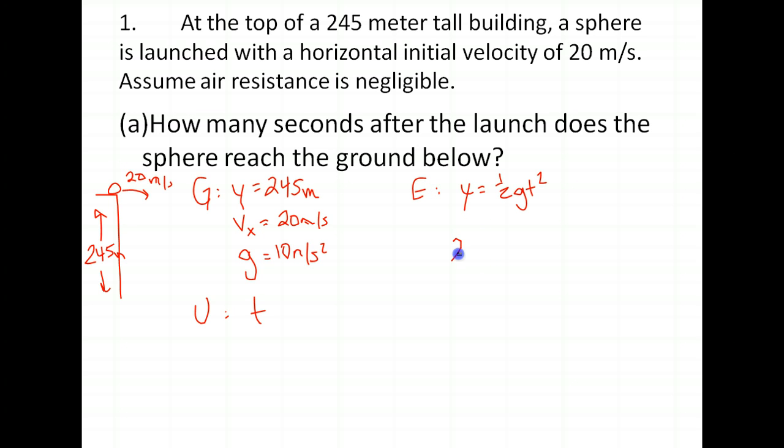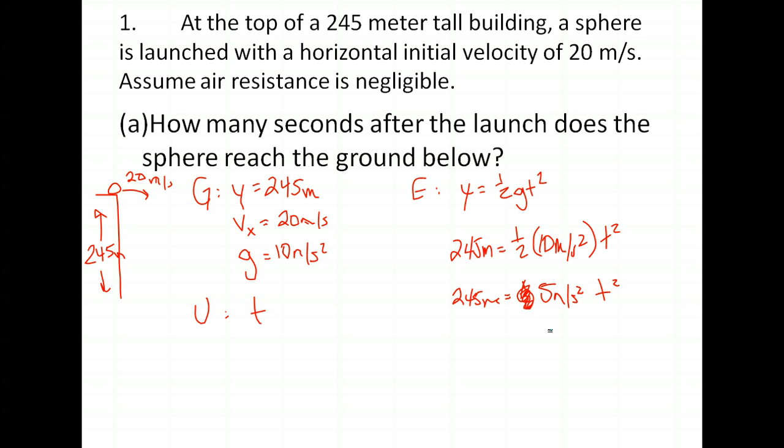Our y again was 245 meters. We've got 1/2 times gravity, which was 10 meters per second squared, t squared. So we're going to have 245 meters equals 1/2 times 10, which is 5 meters per second squared, t squared. So let's move the 5 over underneath our 245.